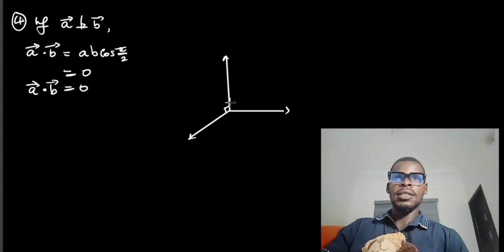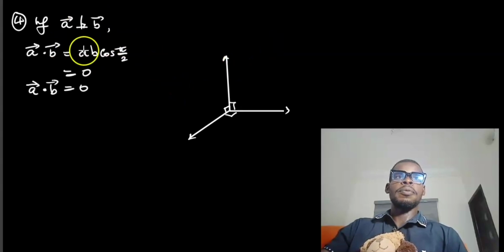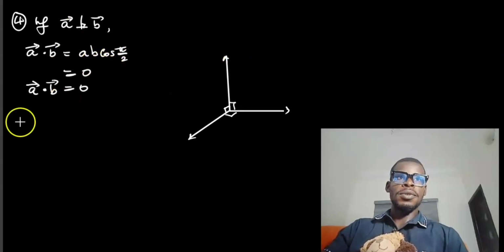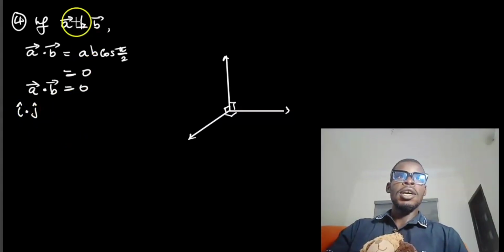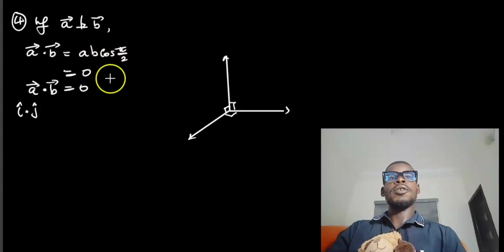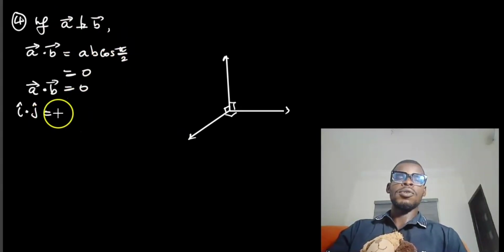Let's say this to that is 90, and this to that is 90, and this to that is 90. In that case, if you are looking at two vectors which are perpendicular to each other, we could simply look at unit vector i dot unit vector j, because these two unit vectors are perpendicular to each other. Using this same result, that the angle between them is 90 degrees, we can conclude that their dot product will be 0.